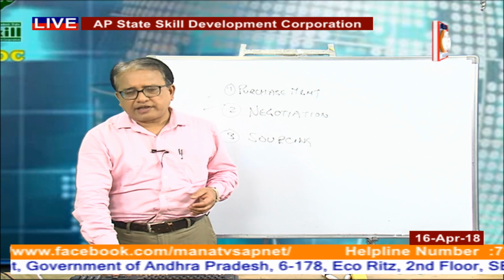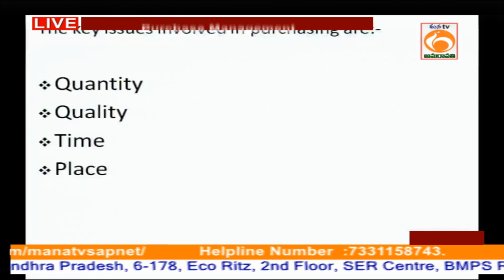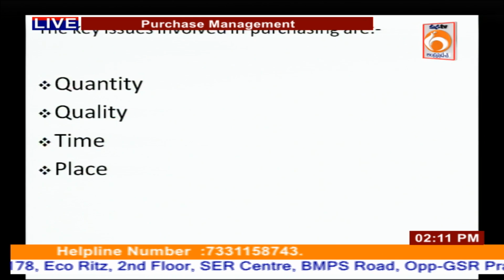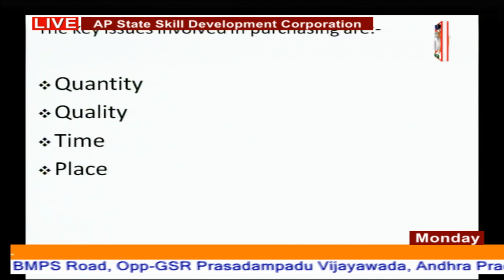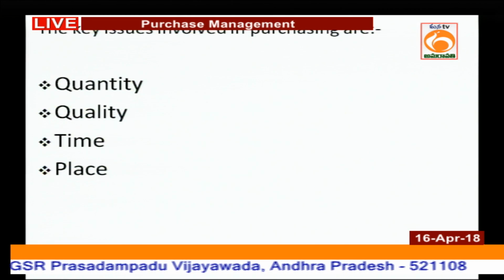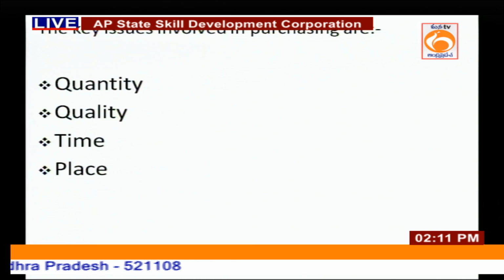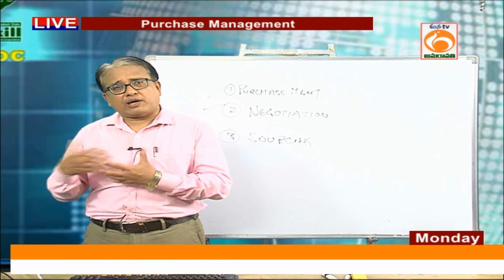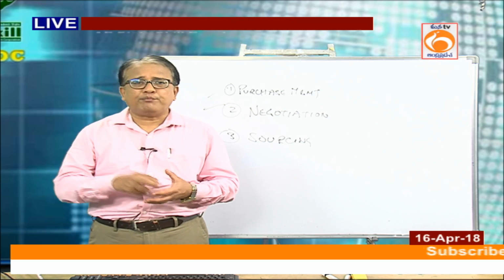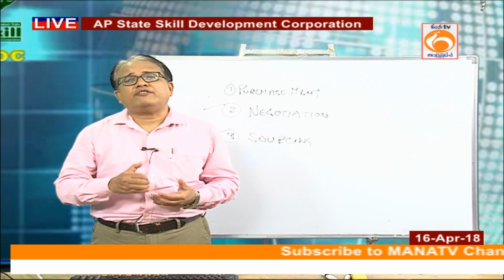Let us go to the next slide. What are the key issues involved while purchasing? Buy in the right quantity, buy the right quality, buy at the right time when it is required, and decide where to buy from. Do we buy from our own country? Do we buy from our own town, our own city, from another state, from another country? Should we import the material? It is very, very important.